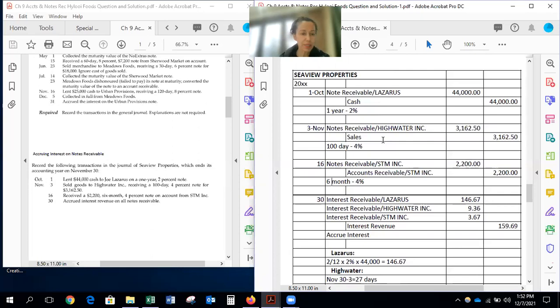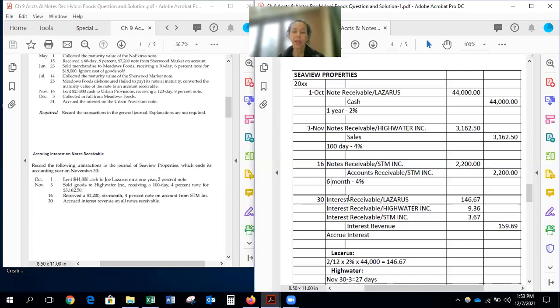The second one was we sold goods. Okay, we sold goods. And so our credit goes to sales. And then the third one came out of accounts receivable. It was on account. So our credit came out of accounts receivable. And in this problem, one note is expressed in annual terms. One note is expressed in daily terms, and then the other is expressed in monthly terms.